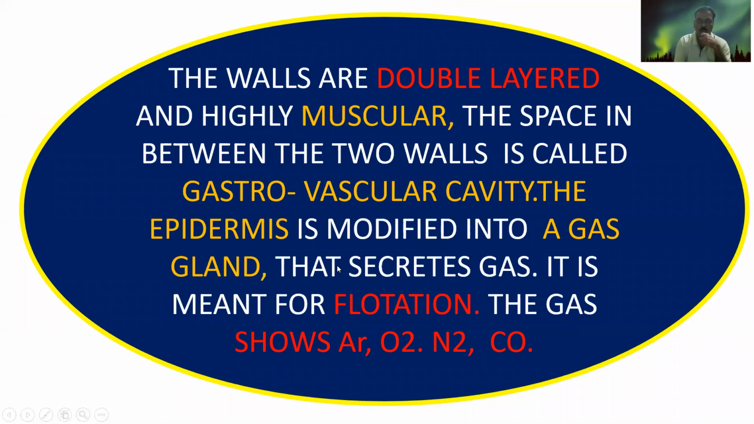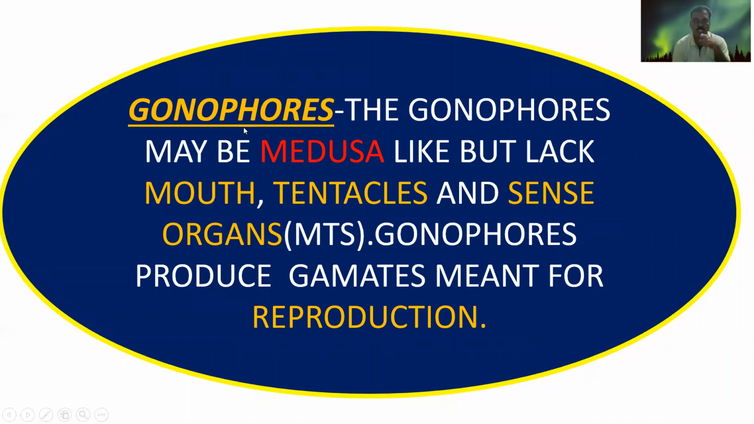The walls are double layered and highly muscular. The space in between the two walls is called gastrovascular cavity or enteron. The epidermis is modified into a gas gland that secretes a gas. It is meant for flotation. The gas shows argon or oxygen or nitrogen. Sometimes it shows carbon monoxide. It shows 90% of nitrogen, 9% of oxygen, as well as 2% of argon, which may be seen in Physalia and some other forms.